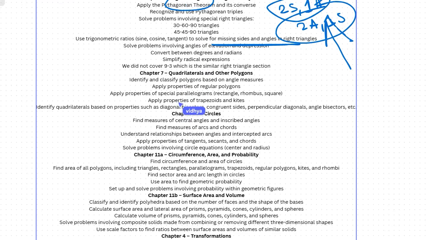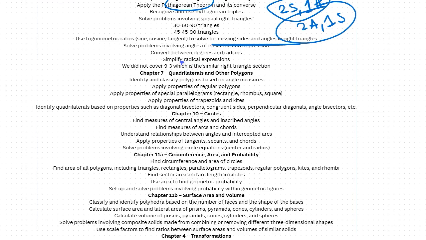Next, elevation and depression. We did a question on that. Those angles are measured with respect to the horizontal level. Elevation means you're looking up, depression means you're looking down. These concepts are interconnected with solving angle of elevation and depression questions. It's important to draw the diagram carefully. Without a proper diagram, the answer will not be correct.